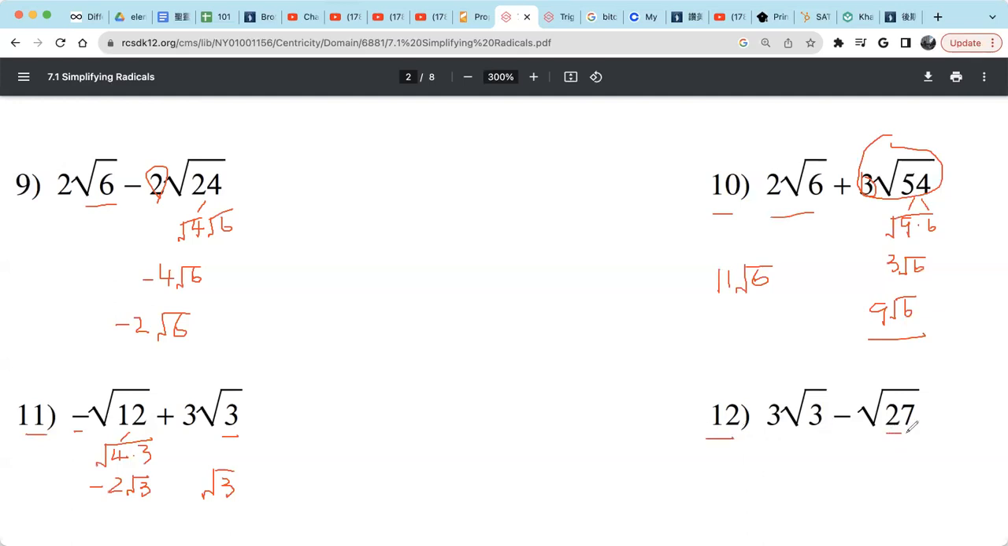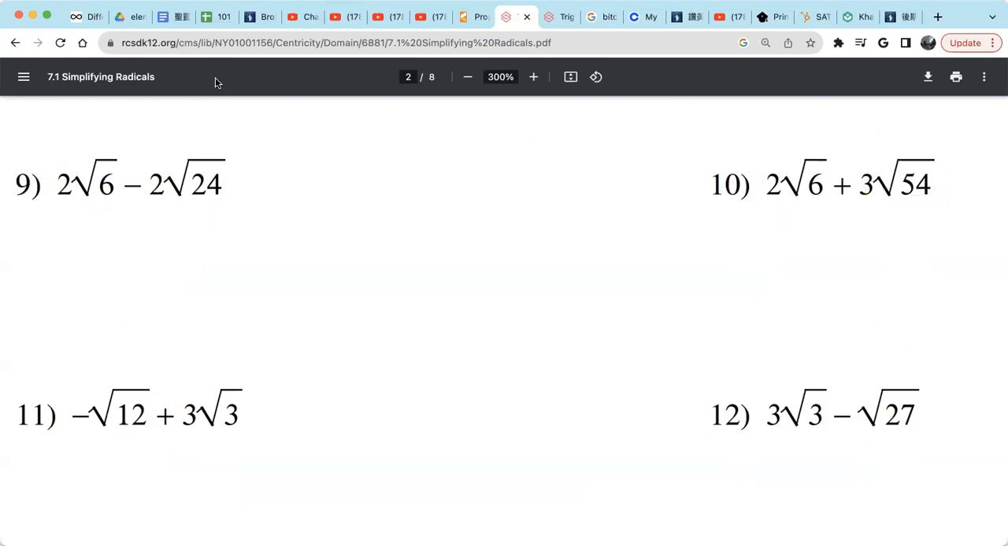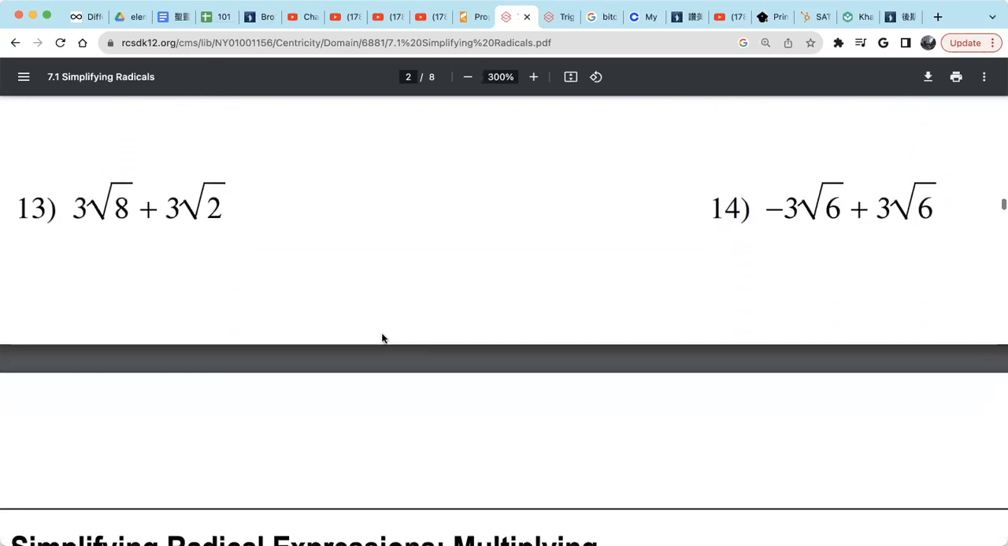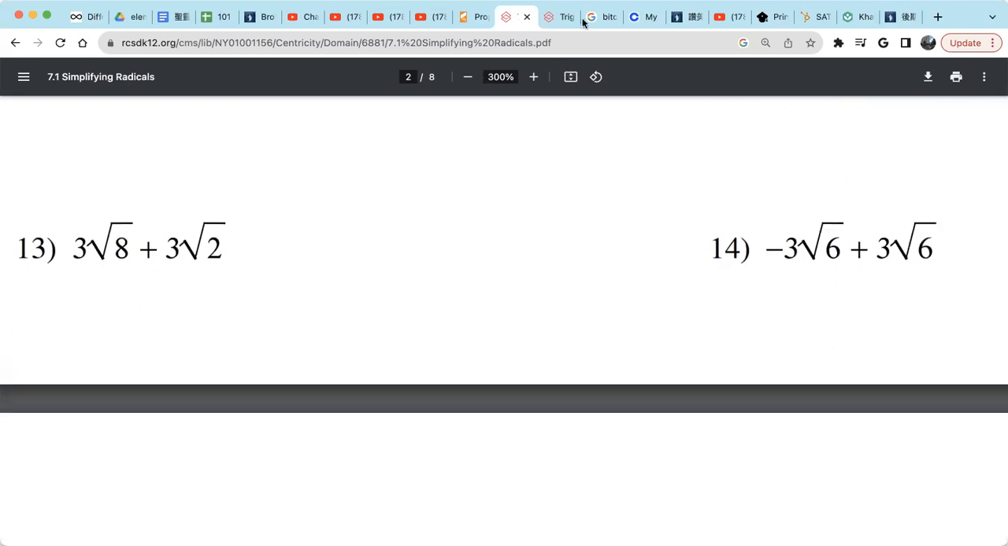Number 12, similarly, 27 again is 9 times 3. Right? When we square root, we get 3 radical 3 for radical 27. But we have a negative sign up front. This negative sign, so we have the second term as negative 3 radical 3. We have 3 radical 3 minus 3 radical 3. Guess what? Number 12 is 0. Okay, now let's see the last two.